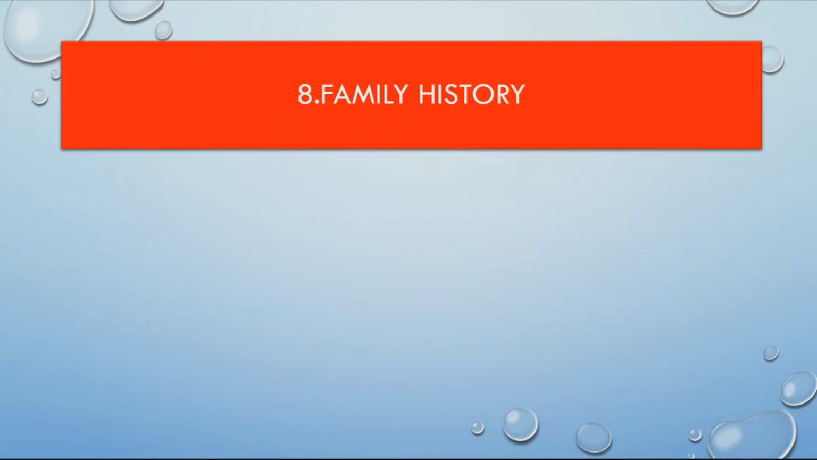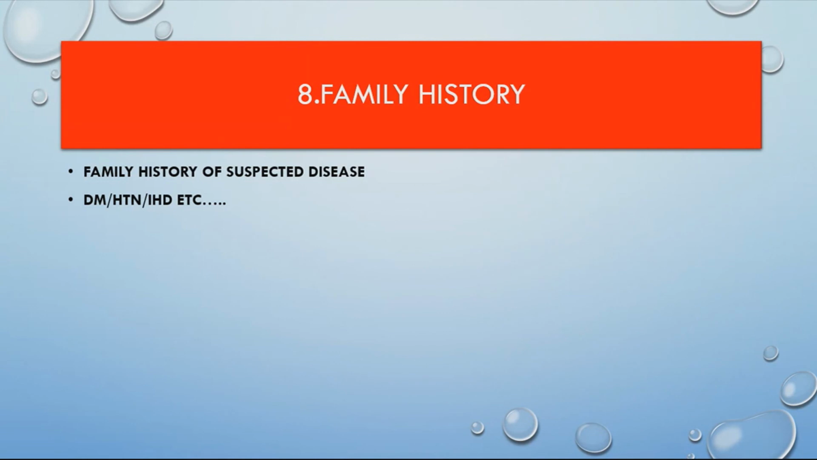The eighth one is the family history. This is very important because it will help you in the management of the patient, such as family history of suspected diseases like diabetes mellitus, hypertension, ischemic heart disease, bronchial asthma, epilepsy. If the patient has this kind of disease, we have to suspect the same disease in their family members.